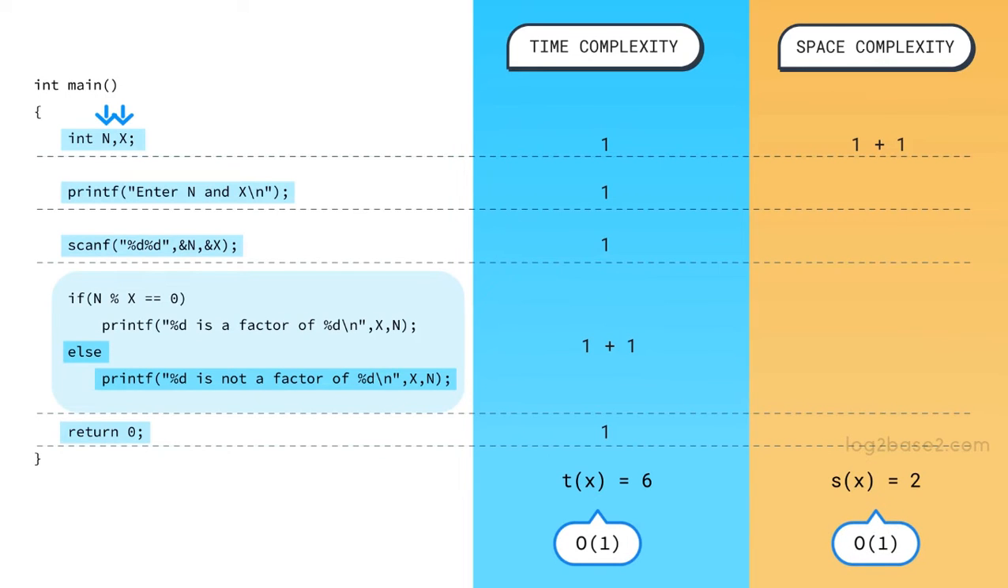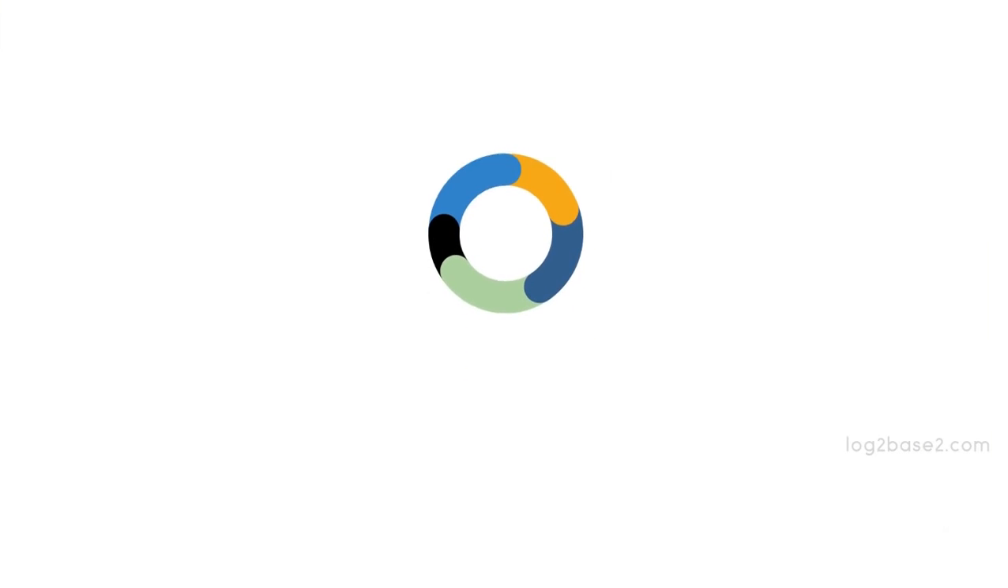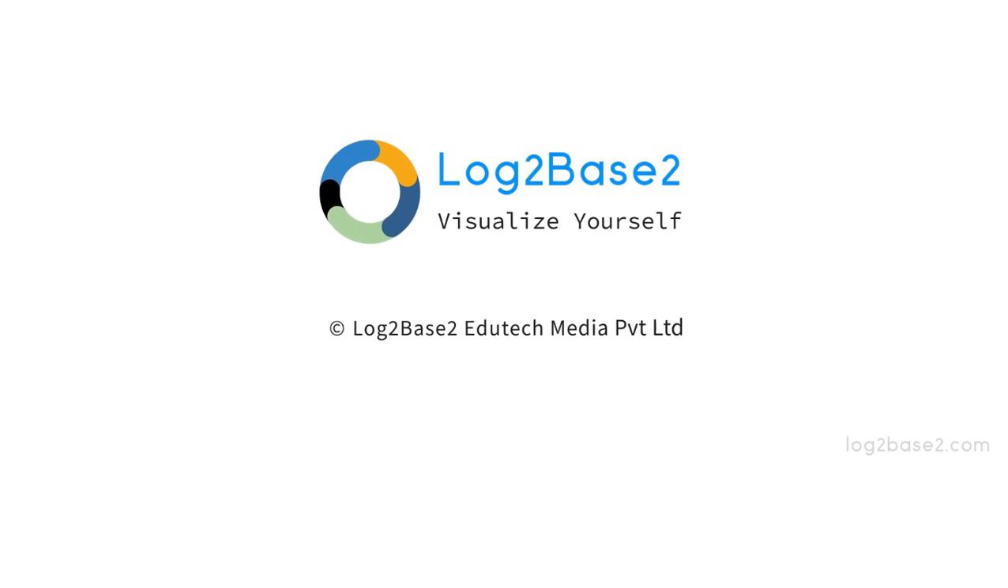So this is how we can analyze algorithms and find time and space complexity. In the coming videos, we will discuss more algorithms and their analysis.